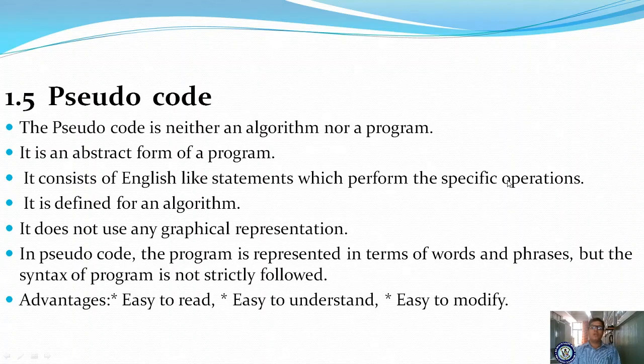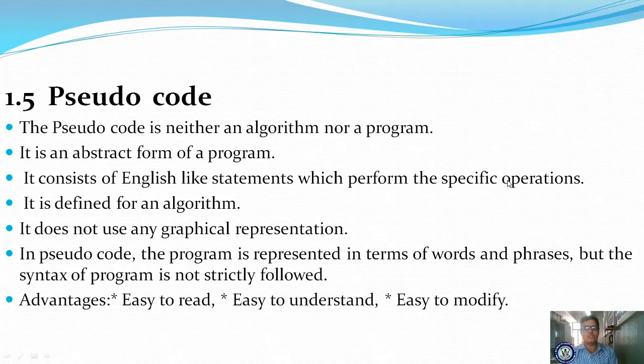Now our next concept is pseudocode. This question was asked for 2 marks in the previous question paper of 2019, last year only, so you have to give more attention to this. Now let us see what a pseudocode is. The pseudocode is neither an algorithm nor a program. It is an abstract form of a program, meaning it shows essential details.